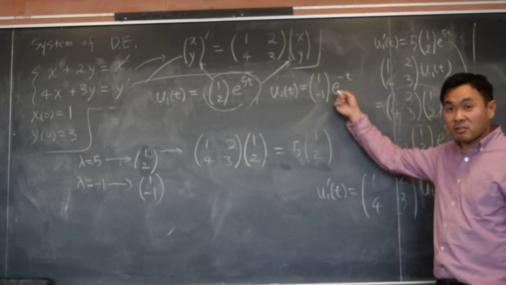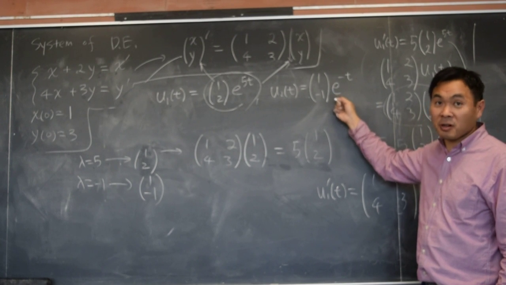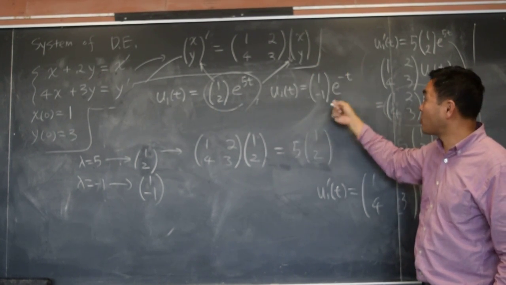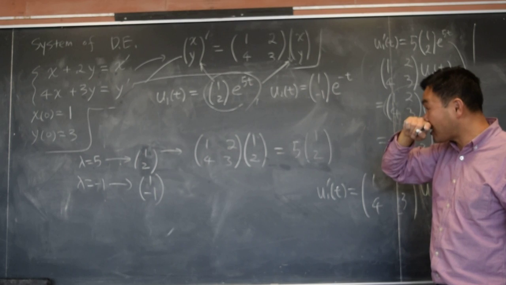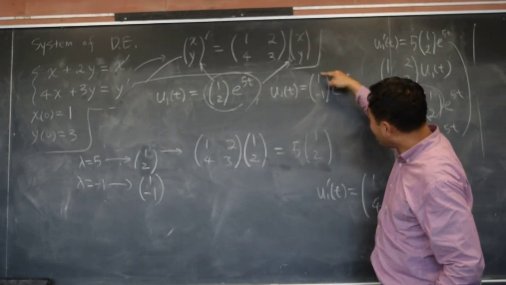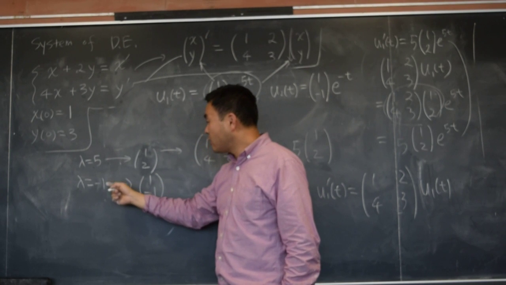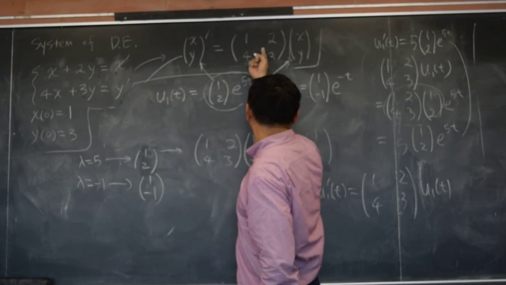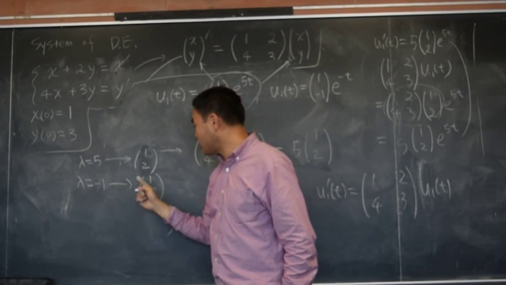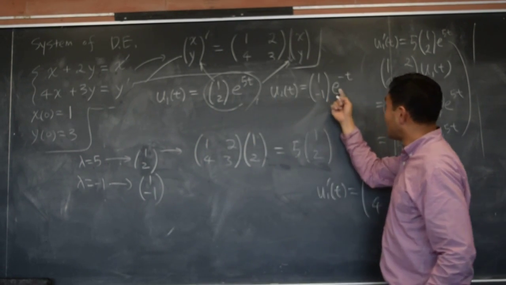And the same thing can be done with this one. If you plug in the left side and the right side, on the right side, because (1, -1) is an eigenvector, multiplying the matrix by it is the same as -1 times that, and that will be the same as differentiating this.